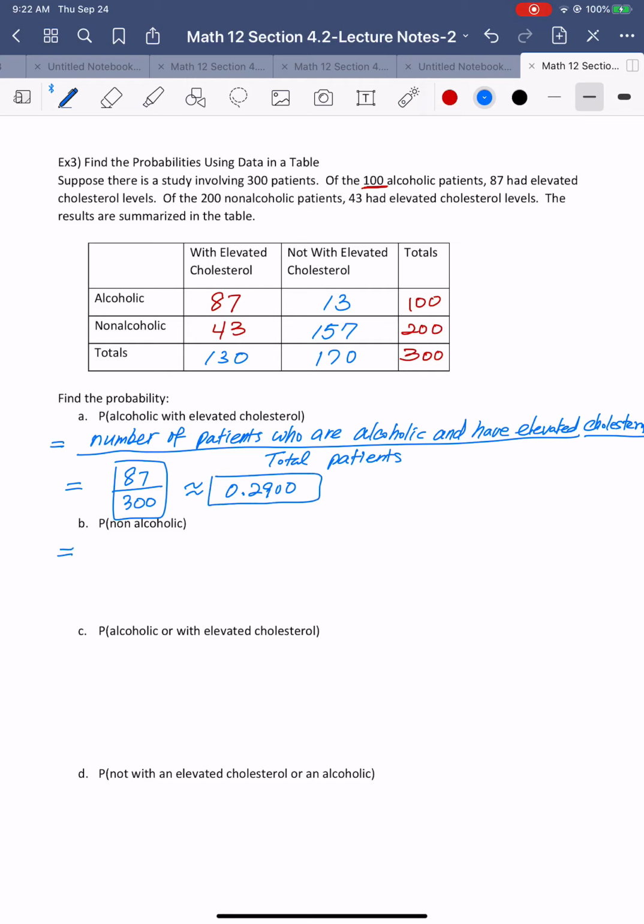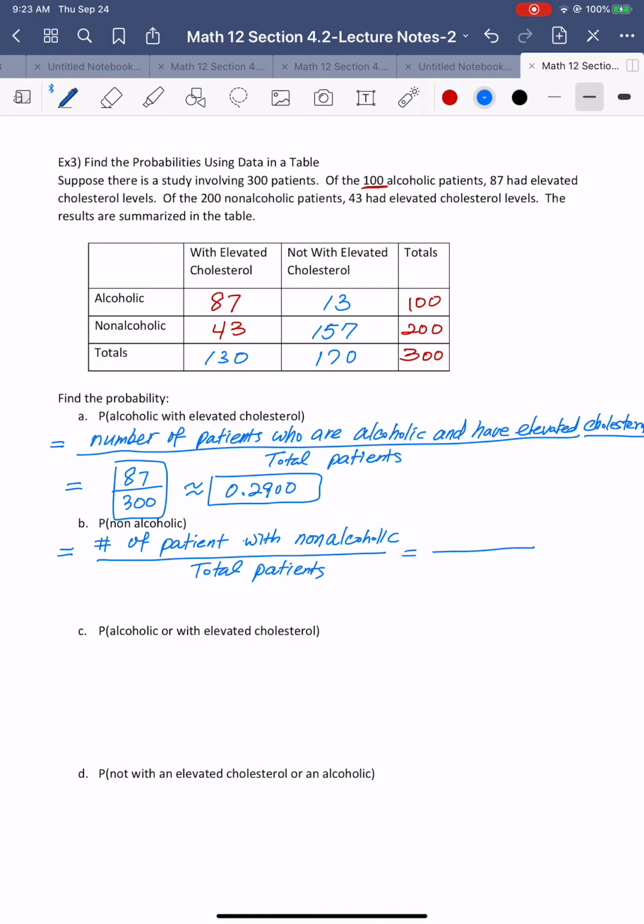Next one is about the P of non-alcoholic. So non-alcoholic, this is non-alcoholic, right? But they didn't specify whether it's elevated cholesterol or not. So they just say it as non-alcoholic. So which means the number of patients with just non-alcoholic over the total patients surveyed.